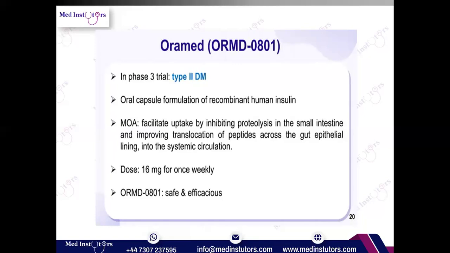So the mechanism of action is that it facilitates uptake by inhibiting the proteolysis that happens in the GIT if you take insulin just like that. So this capsule prevents that proteolysis and improves the translocation of peptides across the gut epithelial lining into the systemic circulation. They are also associated with permeation enhancers, which help in the permeation across the gut epithelial lining into the systemic circulation when taken orally. These are some of the mechanisms by which they can evade the digestion by the intestines and the stomach. A 16 milligram once weekly dose is given for Oramed. It is still in the trials.